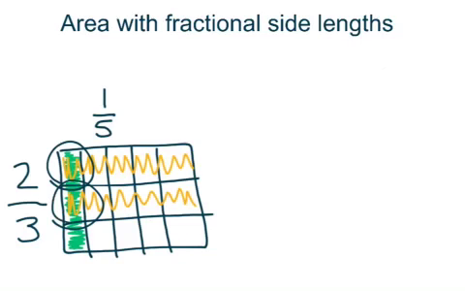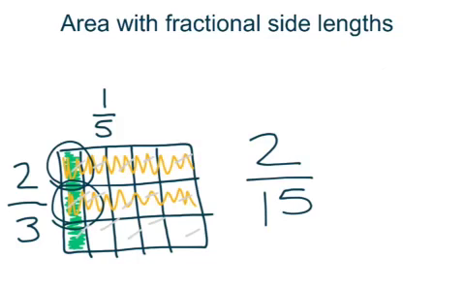Now again, the question is, first, how many are shaded in by both colors? 1, 2. There's only 2 squares that have both green and gold in them, so I'm going to write the numerator is 2. And then my denominator is, how many squares are there all together? Let's see. We have 1, 2, 3, 4, 5, 6, 7, 8, 9, 10, 11, 12, 13, 14, 15. So my denominator is 15, 2/15.